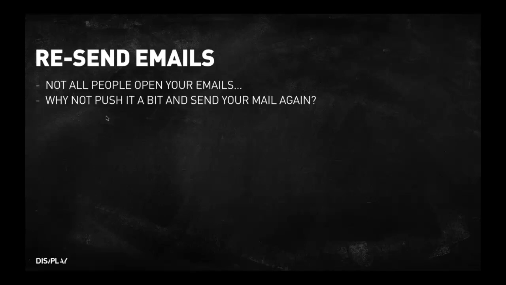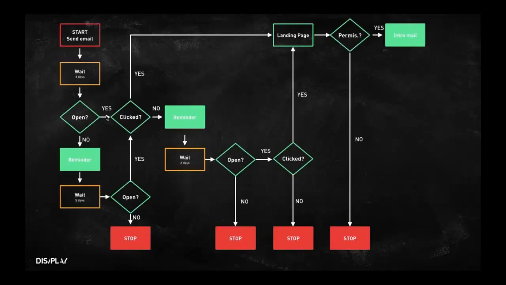The first one is resend emails. Of course, not all people open all your emails. Some people like this and some people really don't like this, but why not push it just a bit more? If people don't open your email right away, you might want to try to send out the same email again to the people who haven't opened it the first time.